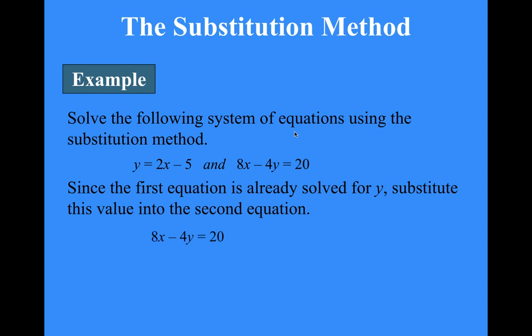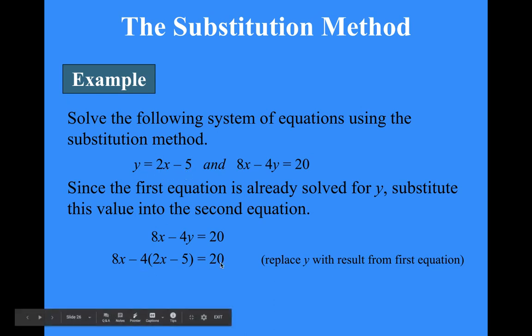I take the 8x minus 4y equals 20, and I remove the y, and I insert 2x minus 5. So this now becomes 8x minus 4 times, in parentheses, because remember, this entire thing represents y, so I'm going to quadruple both the 2x and the minus 5, equals 20. So I replace the y with 2x minus 5, and I have this new equation. What do I do next?